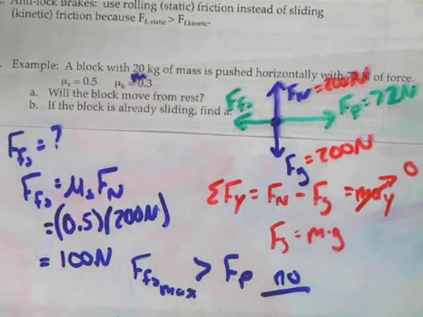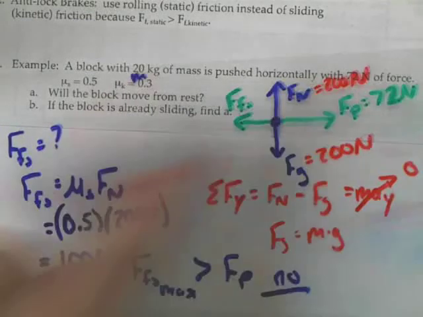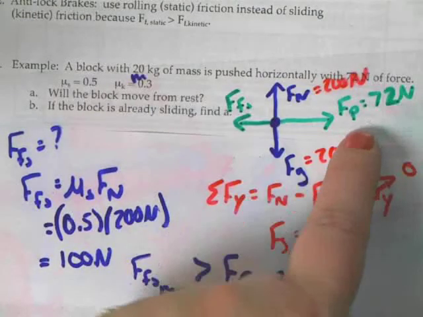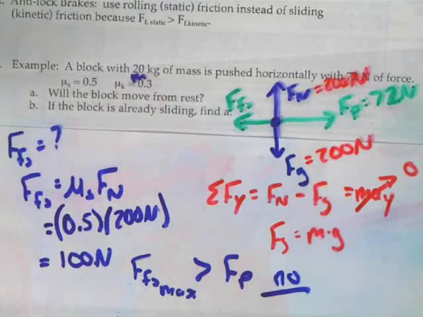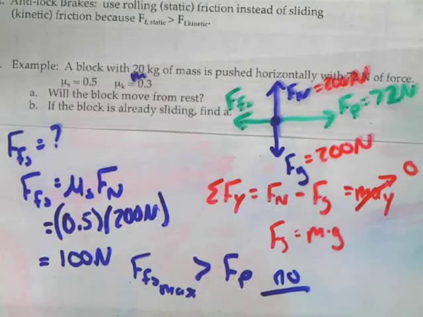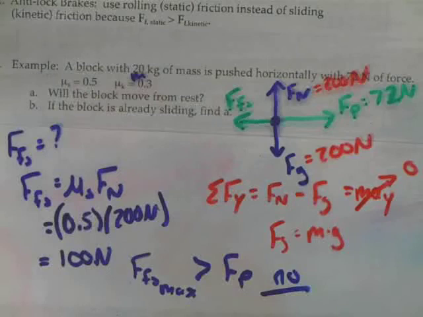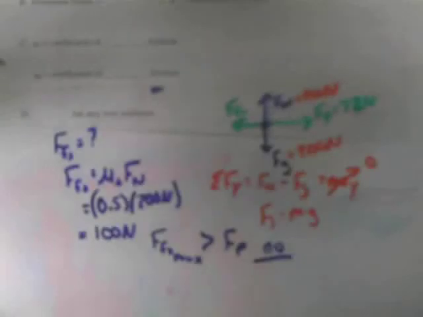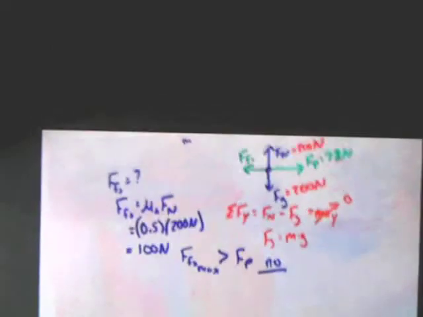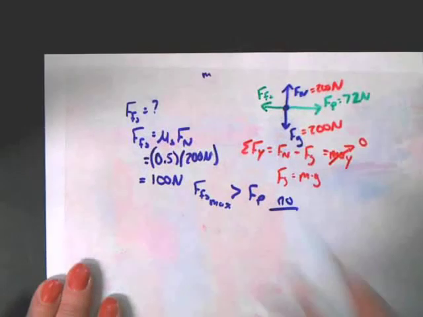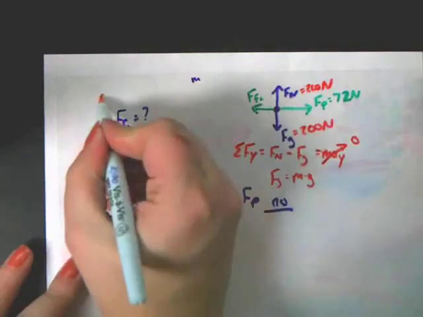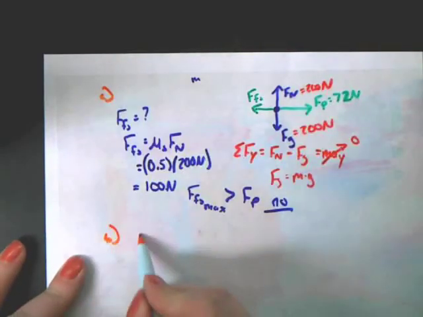Part B. If the block is already sliding, find the acceleration. Okay, so 72 newtons was not enough force to get it moving, but we called a couple friends over. They helped push on it. We got the block sliding. The friends left, and now you are still pushing with 72 newtons of force, but the block is now moving. How do I find acceleration in that situation? Is this a motion equation or a net force question? Net force, because they didn't give us any motion values.